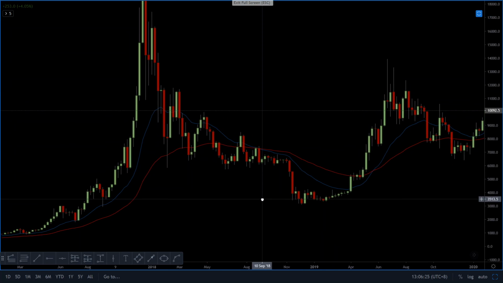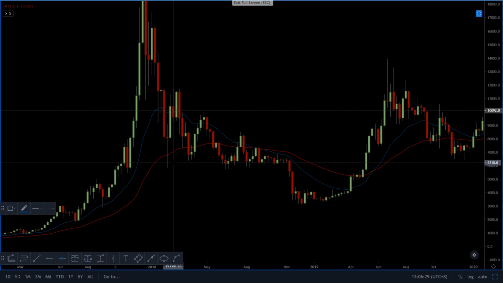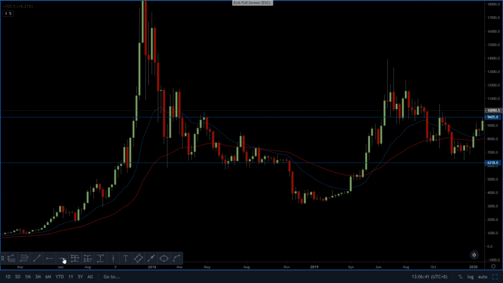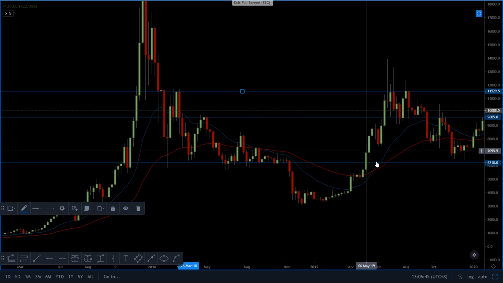So let's just draw a couple in. Let's just stick to the main ones. Let's just maybe do 2 or 3. Here's a level here. Pretty obvious support structure there. Another one here. Pretty good support level there. And one more here. So they're the 3 main ones that stuck out for me straight away.